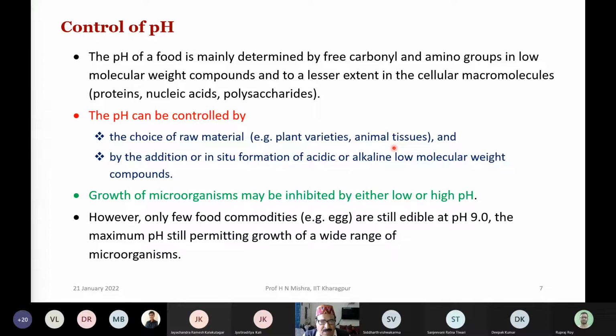Okay. And the second approach, as I told you, is the addition or in situ formation of acidic or alkaline low molecular weight compounds. These are either preservatives which control the pH of the food, certain chemicals, acids or salts, as the case may be. Either they are added from outside, or conditions are created for in situ production of acidic or alkaline compounds, like in the case of fermented foods, pickles, etc., which happens many a time.